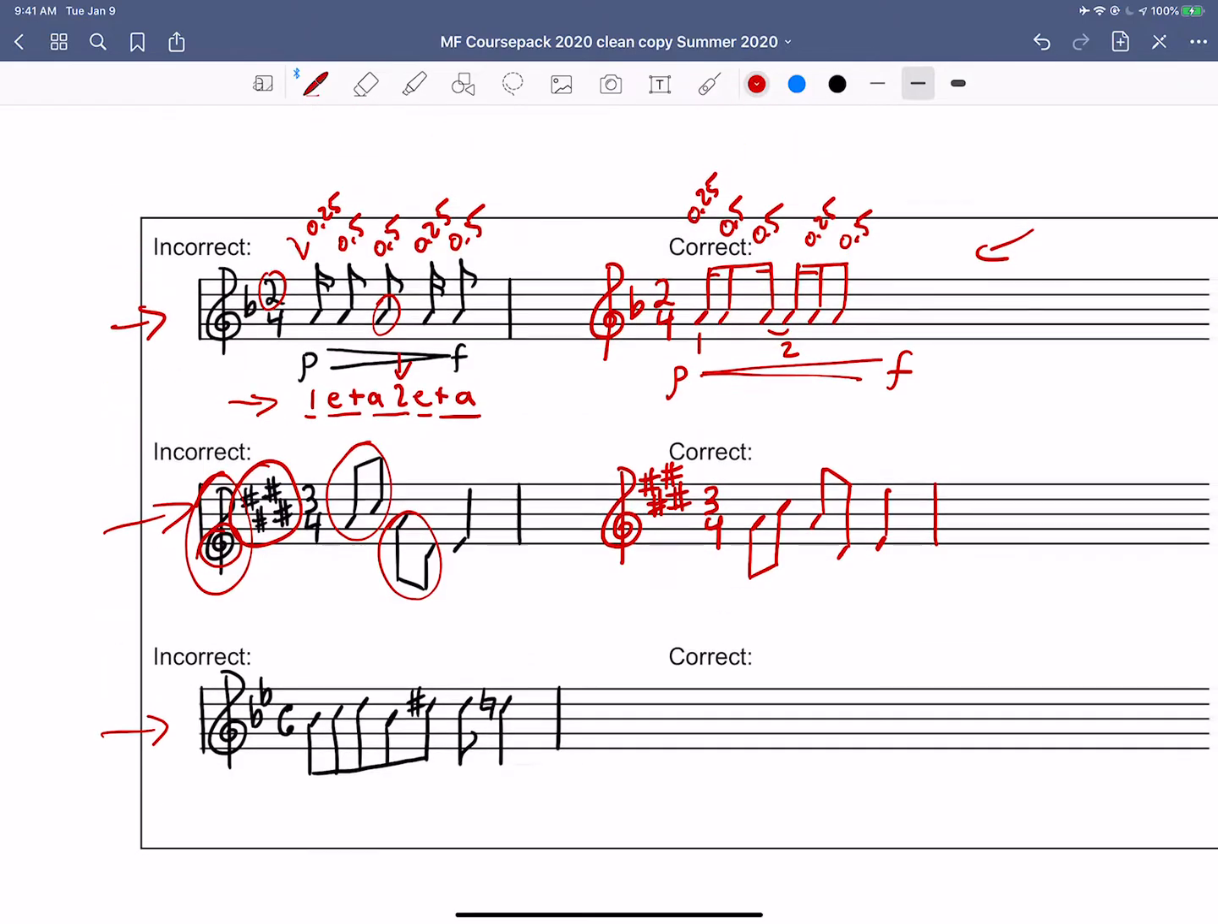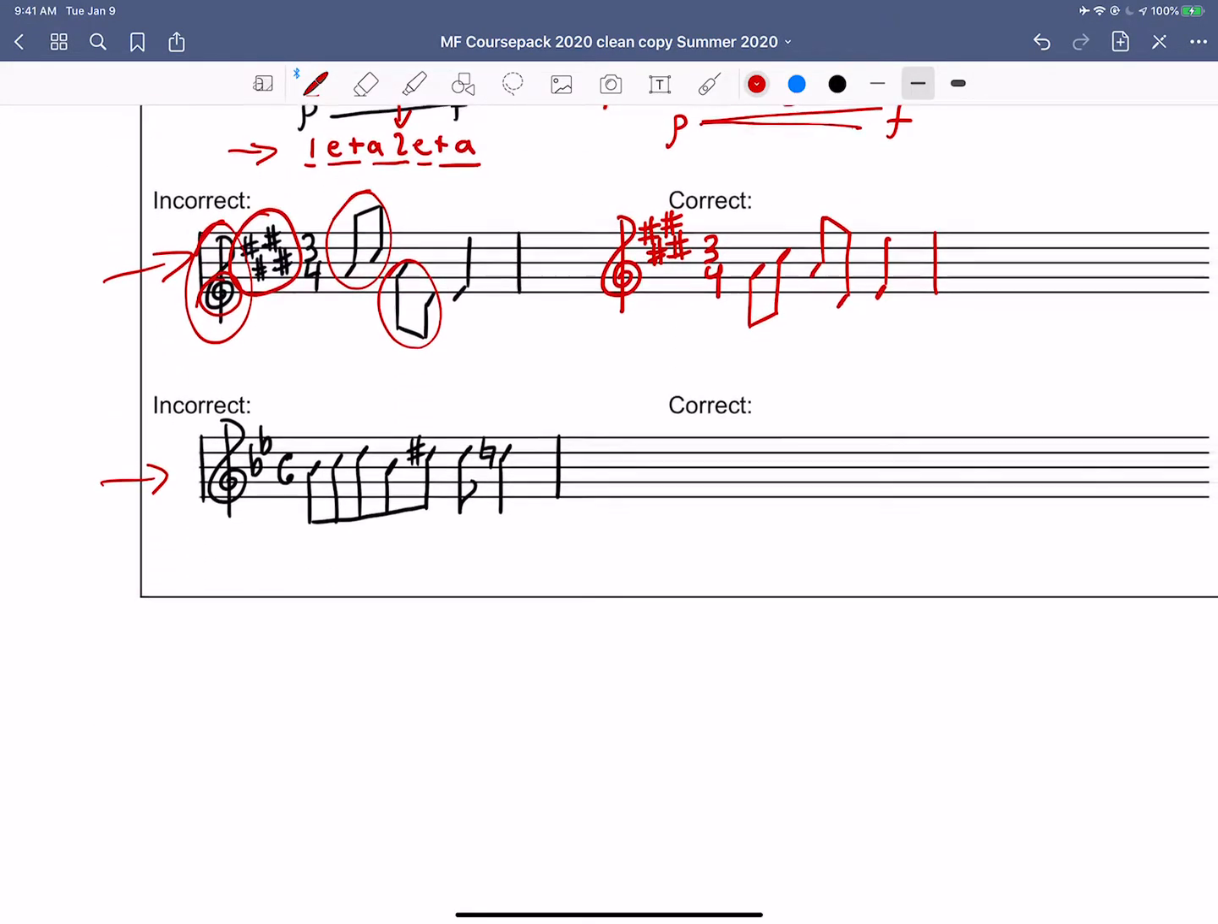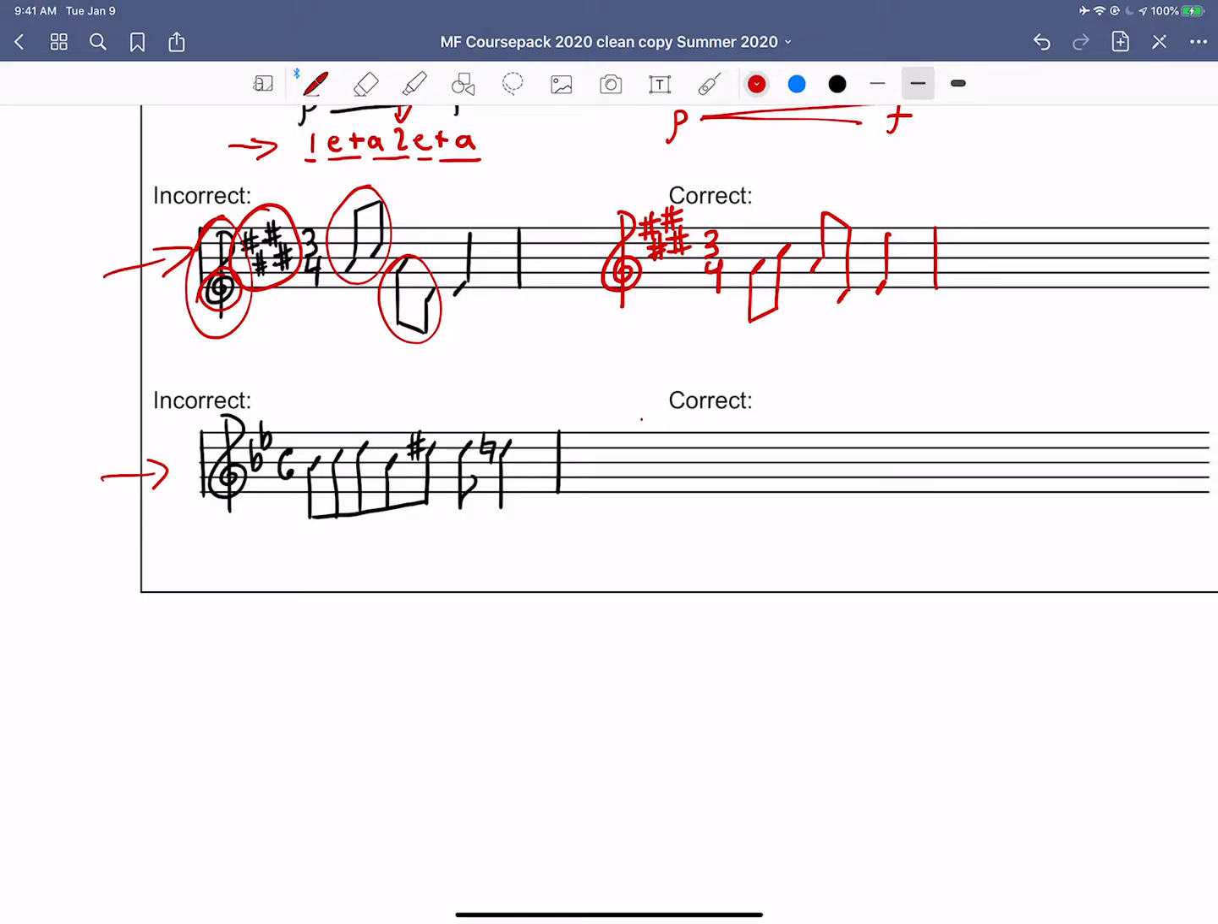Last one, and that fixes everything in that example. So this last one, also a little bit tricky. Treble clef looks okay. Key signature looks okay. Time signature looks okay. But what about the rhythm here? We got 5 eighth notes and then a single eighth note. We're just in common time, we're just in 4/4, so we shouldn't have any of these funky beamings.